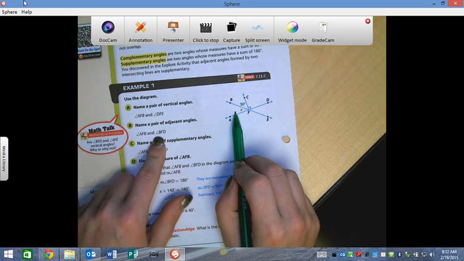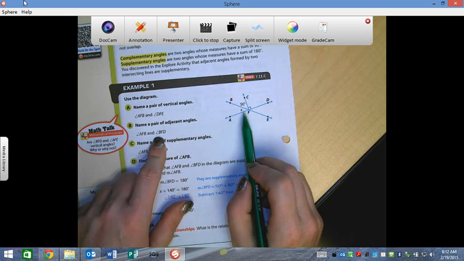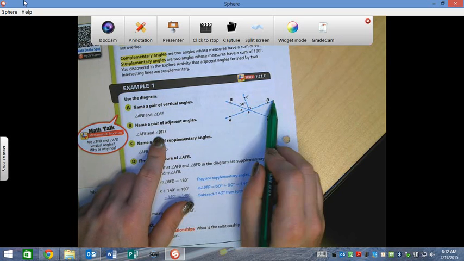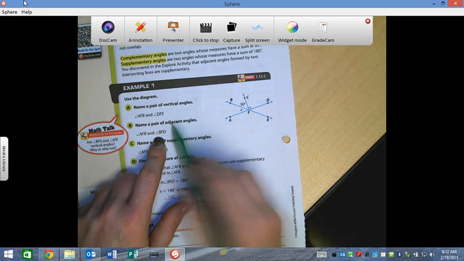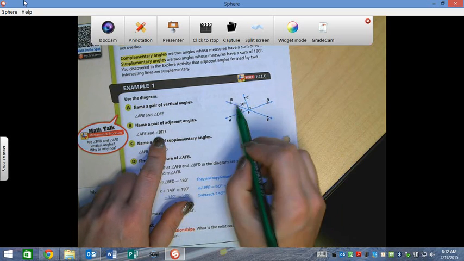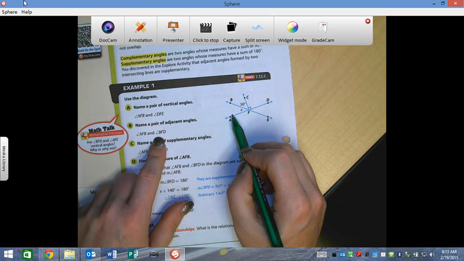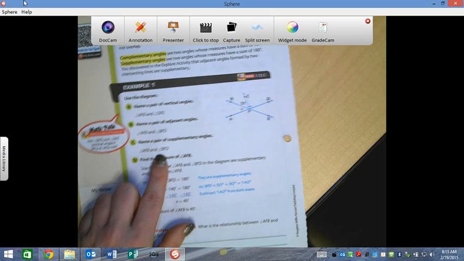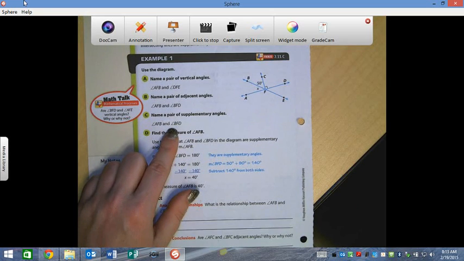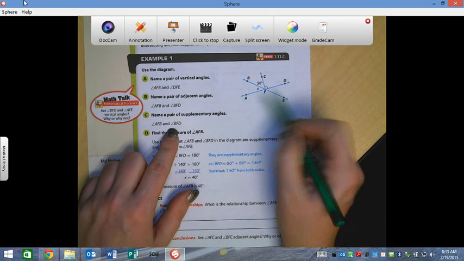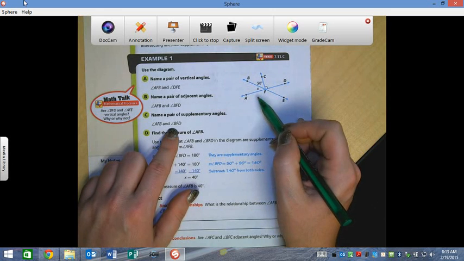Then it says name a pair of adjacent angles. They used AFB and BFD. Remember, they need to make 180 degrees. They're going to make a straight line. So see, this one comes right here, and then this one goes right here. They're touching, they don't overlap, and when you add up their measures, they would be 180 degrees. Then it says, name a pair of supplementary angles. Well, you could just use the same one because your adjacent angles also form supplementary angles as well.